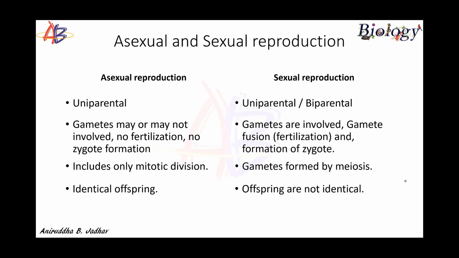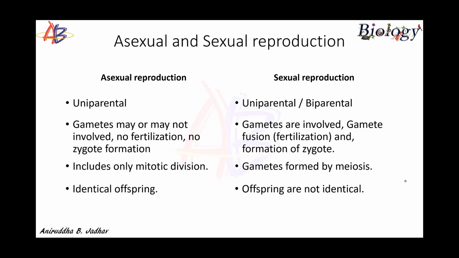As asexually reproducing organisms follow mitotic cell division, there is no event or possibility of crossing over. So there is no recombination. If there is no recombination, or in other words, no genetic variation, all the offspring, all the individuals of the next generation, are identical to each other, as well as identical to their parents.